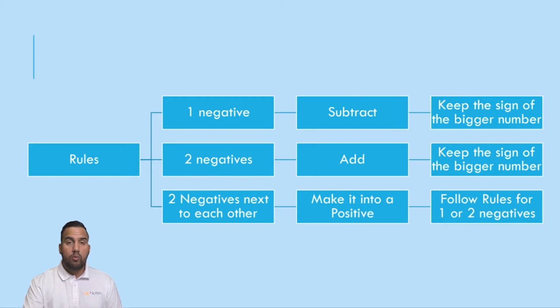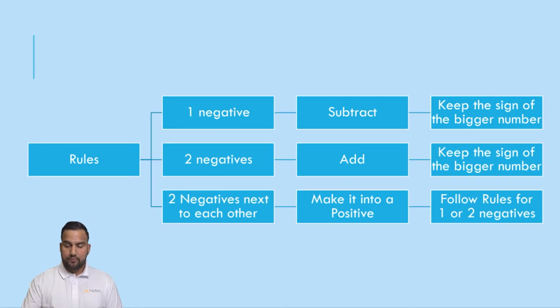Okay? So once again, what's the rule for one negative? You subtract, then keep the sign of the bigger number. What happens when you have two negatives in the problem that are not next to each other? You're going to add. What's the sign? The sign of the bigger number. And then last rule, what happens when you have two negatives next to each other? You turn into a positive and then go back to the beginning, which is going to be how many negatives you have left, which is one negative or two negatives, and you follow the rules. Make sense? Copy these rules down, know them, because it's going to help assist you on getting this answer correct.